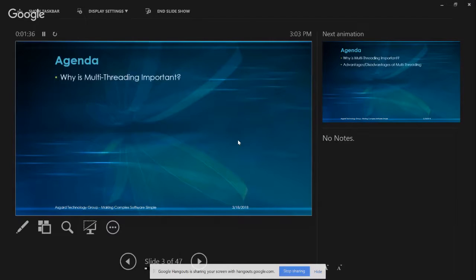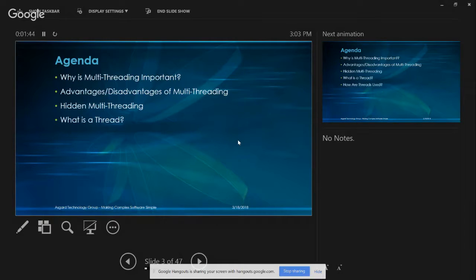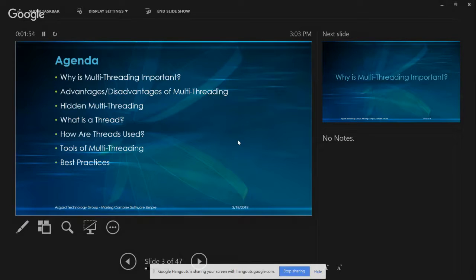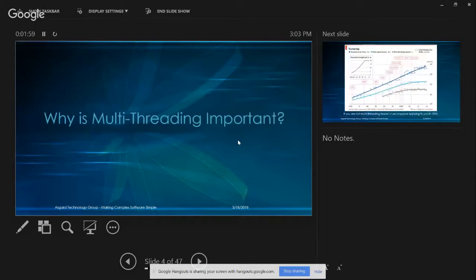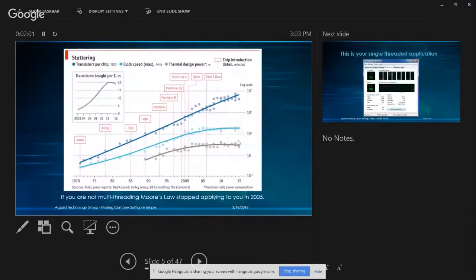So the agenda really quickly is we're going to talk about what exactly multi-threading is, advantages and disadvantages, and hidden multi-threading, where you might be doing multi-threading without knowing about it, or knowing about it but doing it at what I would consider a low level. How are threads used, tools, we're going to skip for the most part, and then best practices, which is, I think, the most important part. So, let me wander over here.